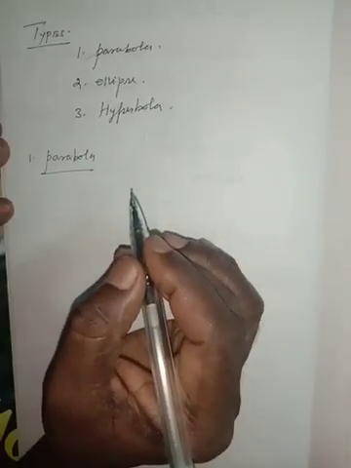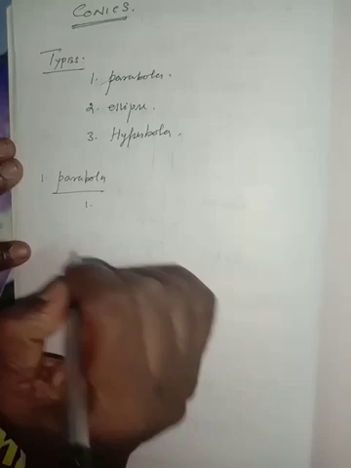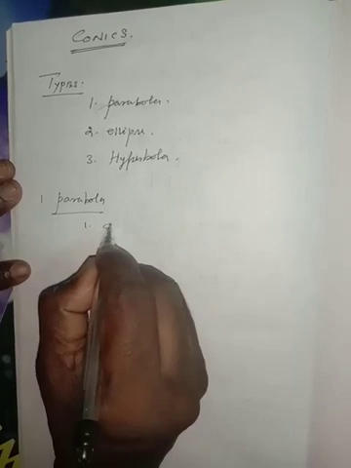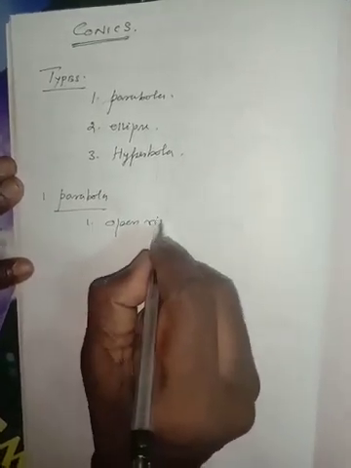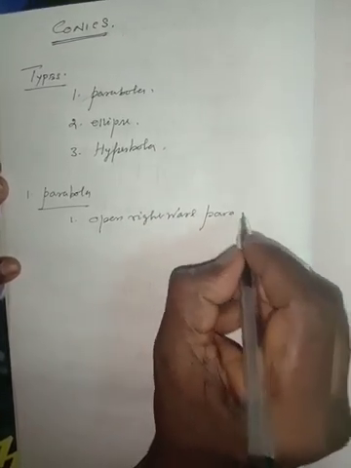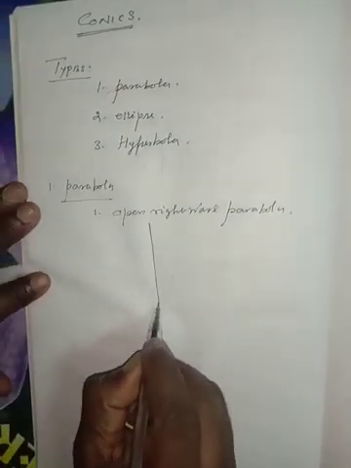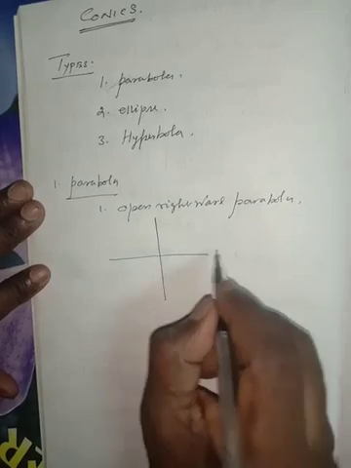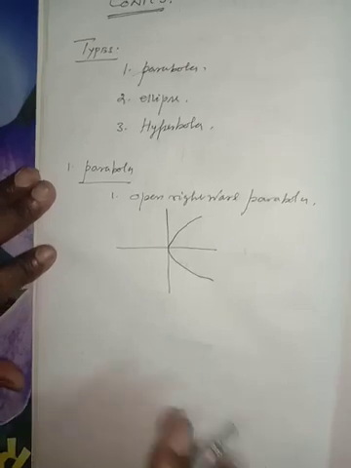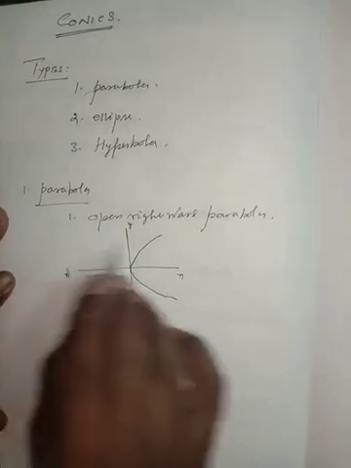There are four types in parabola. Number one, open rightward parabola. The shape of the parabola is open rightward, x dash a, y dash a, open rightward parabola.